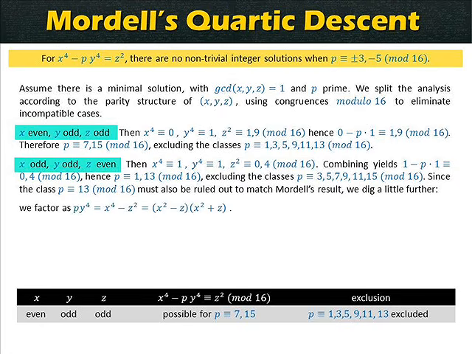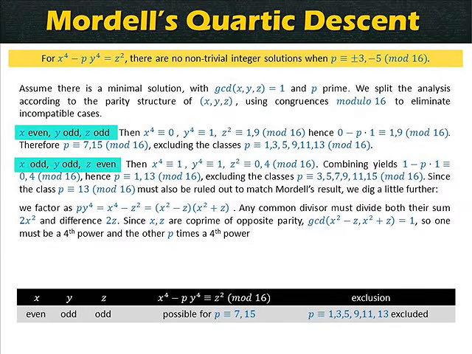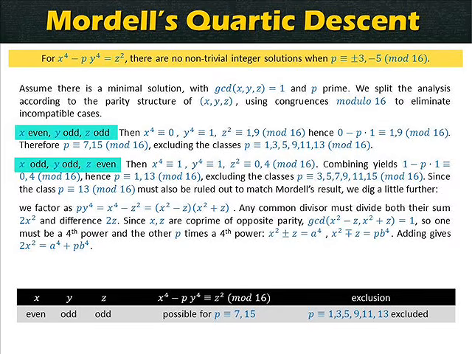We factor the equation as x squared minus z times x squared plus z. A coprimality analysis shows that these factors are coprime, so one must be a fourth power and the other p times a fourth power. Adding gives 2x squared equals a raised to the fourth plus p times b raised to the fourth.